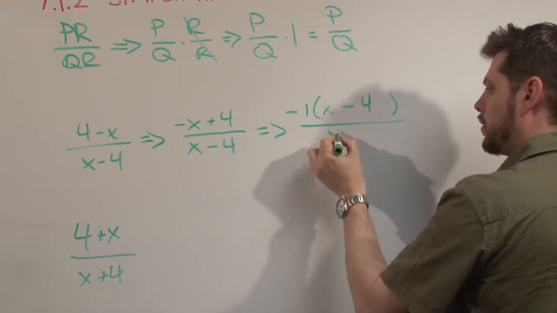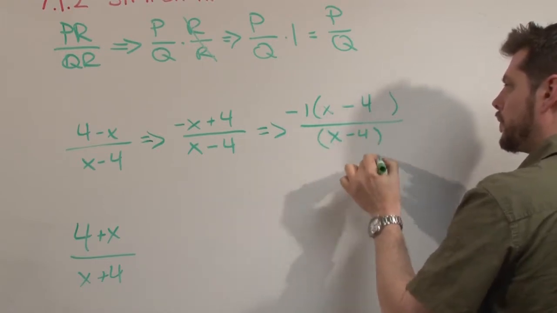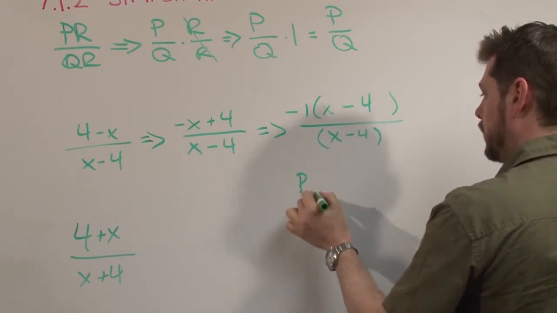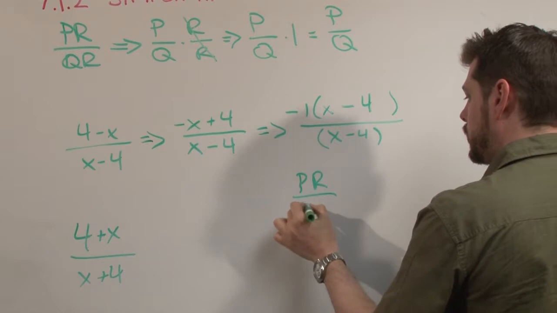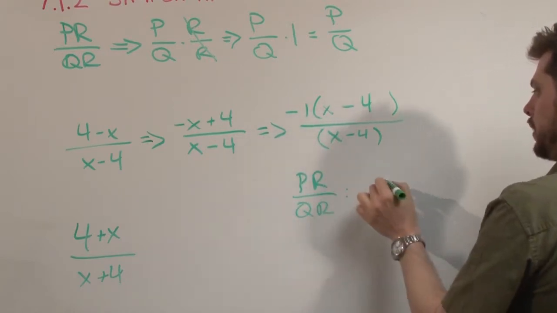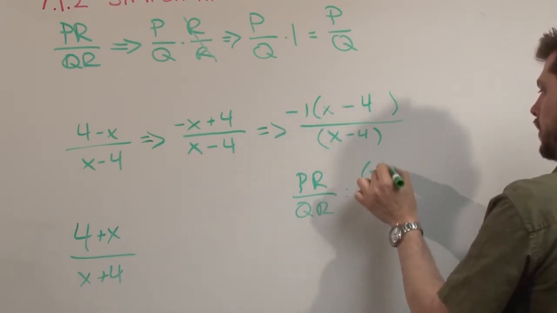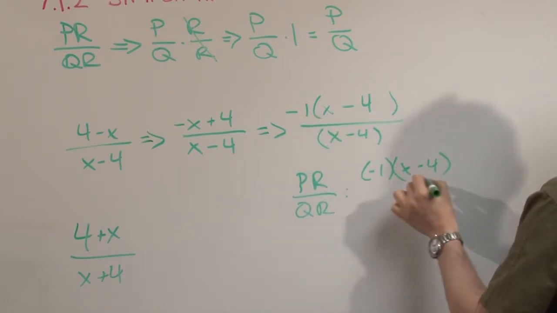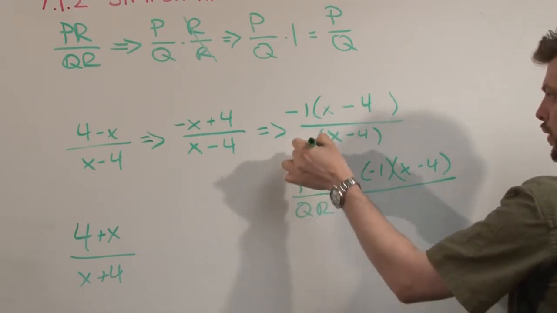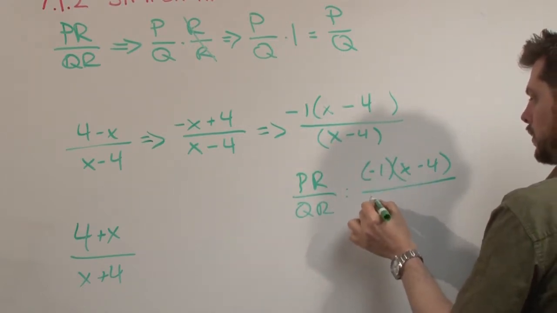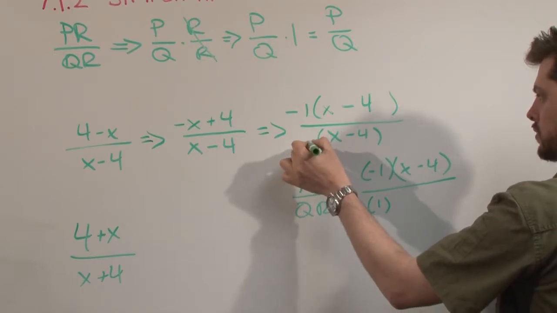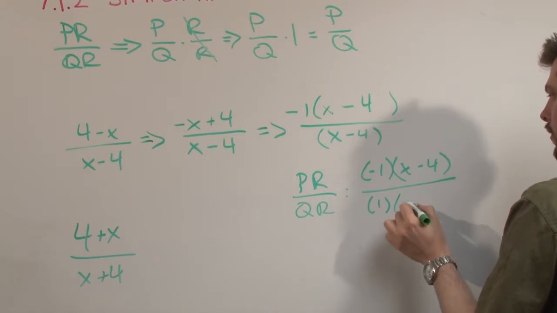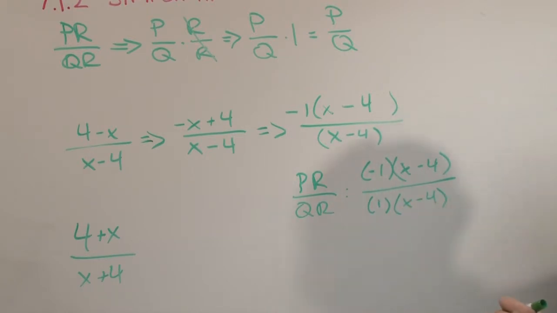Because what's my denominator? The quantity x minus 4. Now I have something like p times r over qr, where my p is -1, right? That's my first product term. My r is x minus 4. And my q, even though we don't write it, is +1, right? Because I could just multiply 1 times this whole thing and get the same thing. And then my other r is down here.